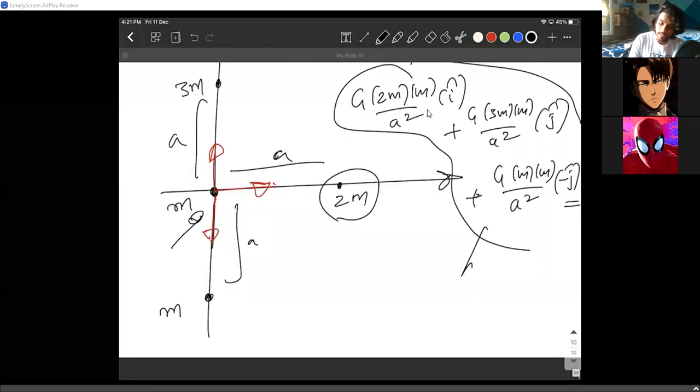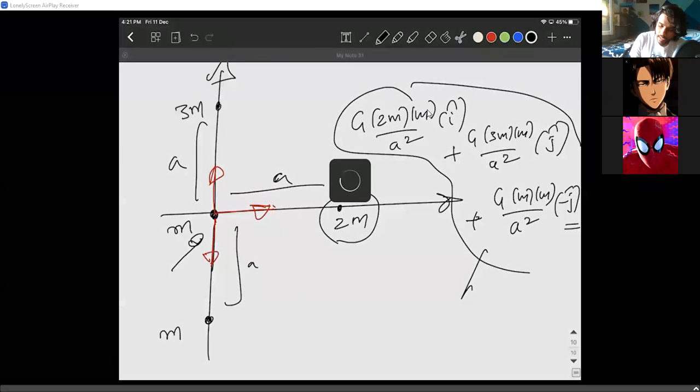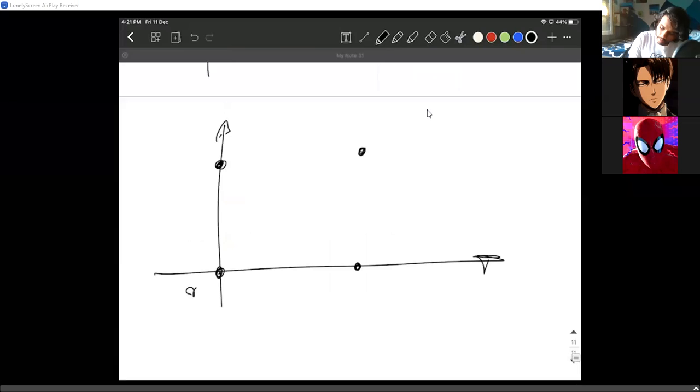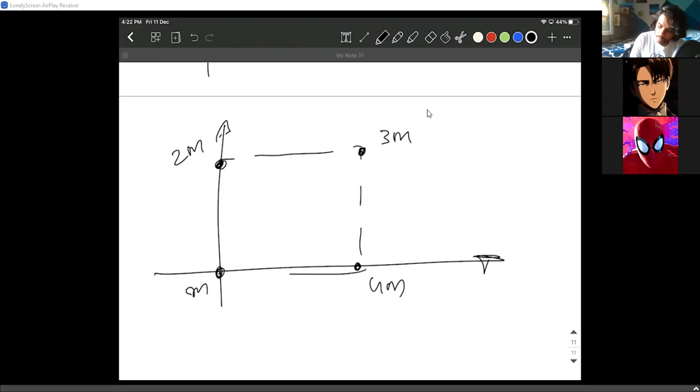The problems get a little complicated when you see things like this. There are four masses, m, 2m, 3m, 4m, on a squarish space. So I want the force acting on the one at the origin. How would you write this now?